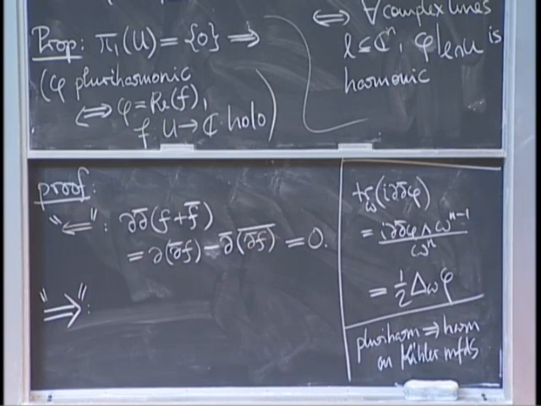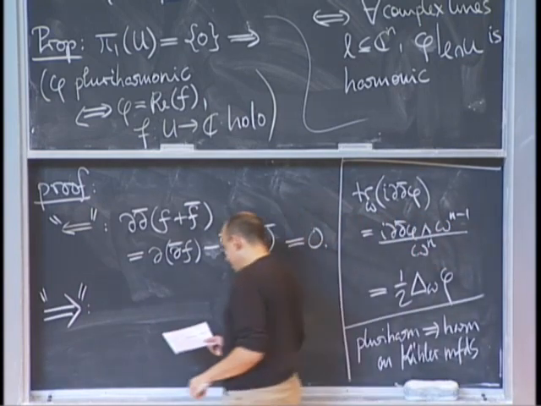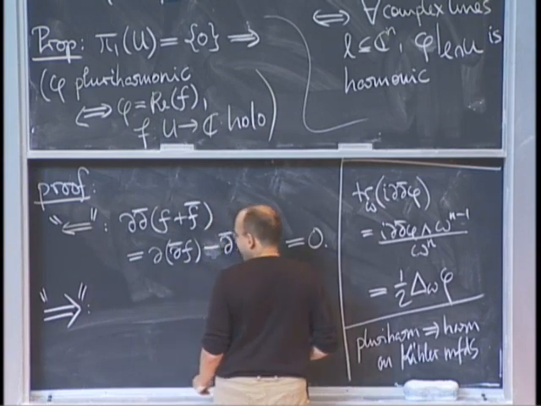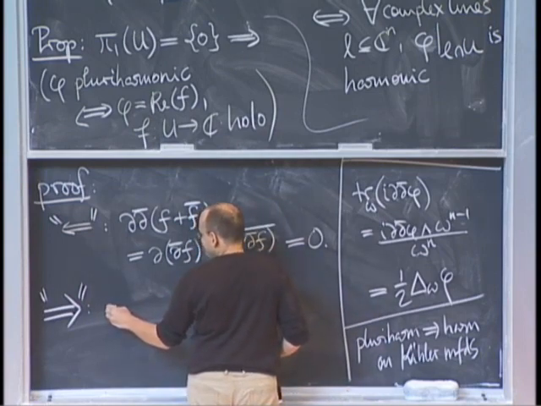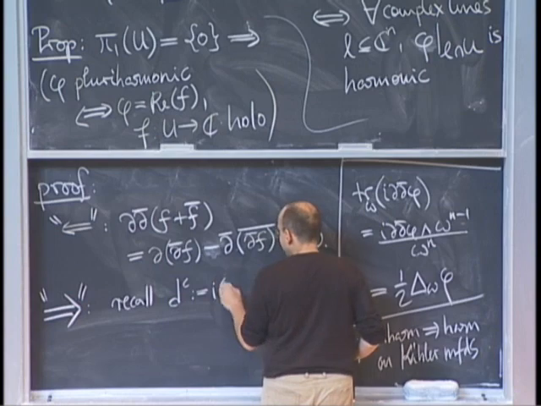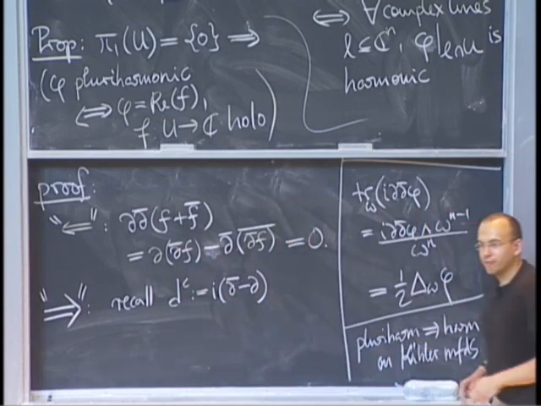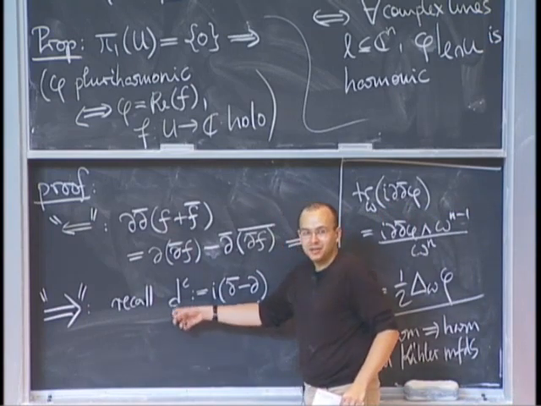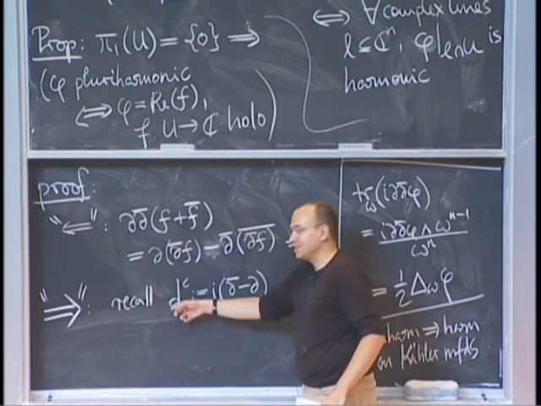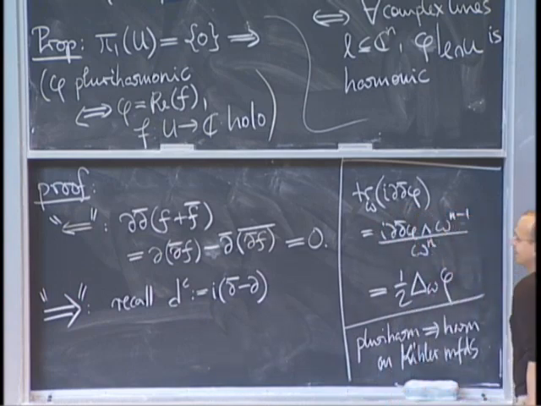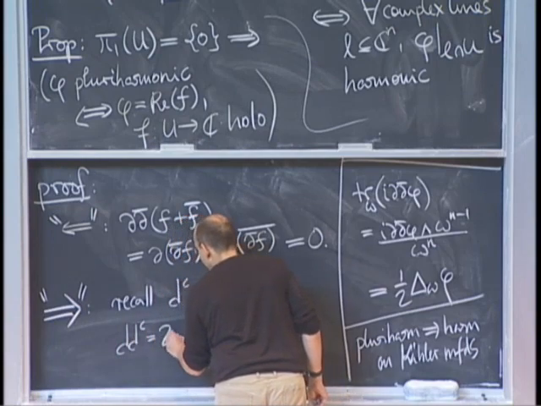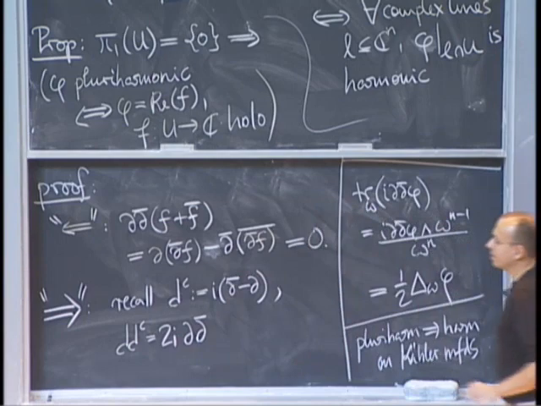So for the other direction, it's convenient to use this operator, d^c. That's i times del bar minus del. I mentioned that once before. The advantage of using d and d^c over del and del bar is that those are real operators. So d of a real form is real and d^c of a real form is real. And then it's just going to be true that dd^c is 2i del del bar.